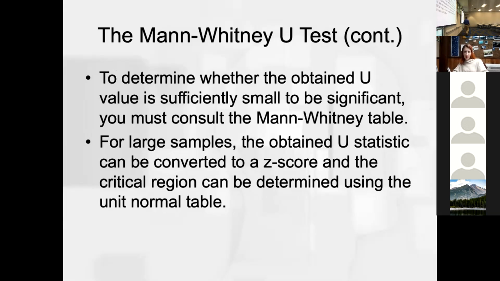To determine whether the obtained U is sufficiently small to be significant, you go look it up in the table. For large samples, that obtained U statistic can be converted to a z-score. And the critical region can be determined using the unit normal table.